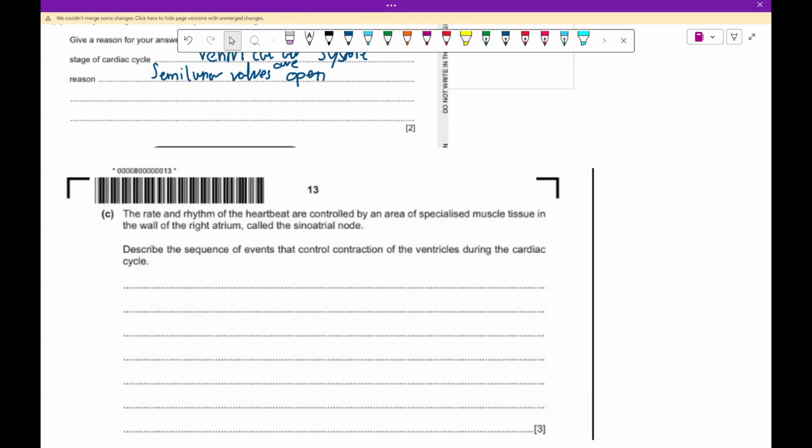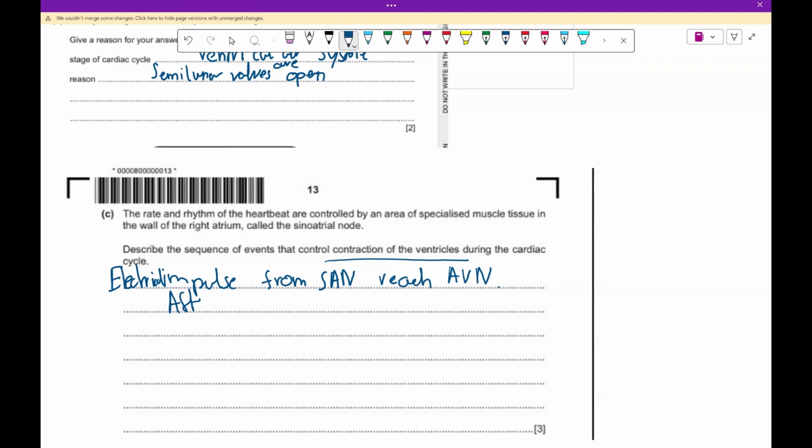So since it's asked us to control the contraction of the ventricles, we write the electrical impulse from the SAN reaches the atrioventricular node after a short delay.